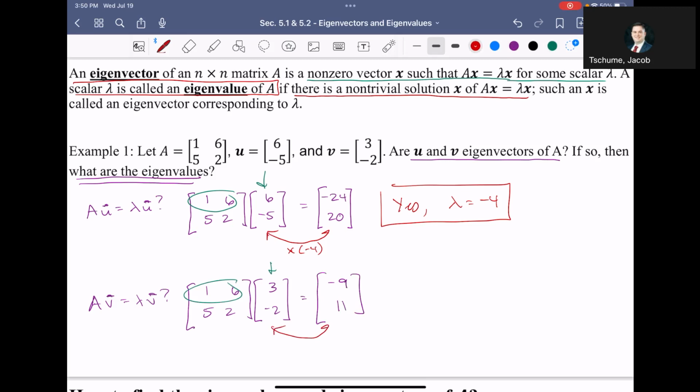If you look, ask yourself, can I multiply a certain number by the original vector and get the vector that I found? Well, the answer is no. 3 times negative 3 would get you negative 9, but unfortunately, negative 2 times negative 3 is not 11. So this does not work. So your answer to this one is simply no. V is just not an eigenvector of this matrix. And if it's not an eigenvector, there is no eigenvalue to correspond to this.